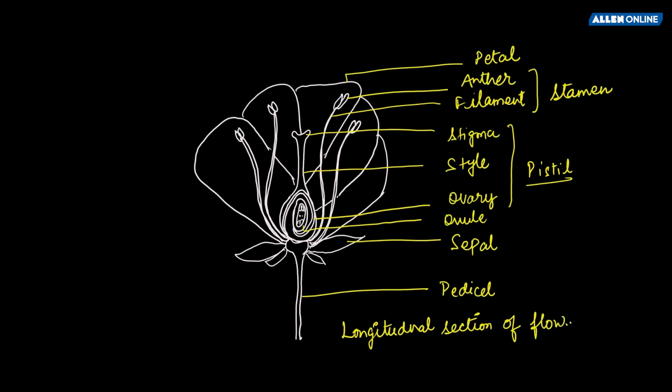So you will write the name of the diagram and you can underline it. Okay, so that is how we will draw the structure of the flower. So now we will learn how to draw the human female reproductive system from the chapter How Do Organisms Reproduce.